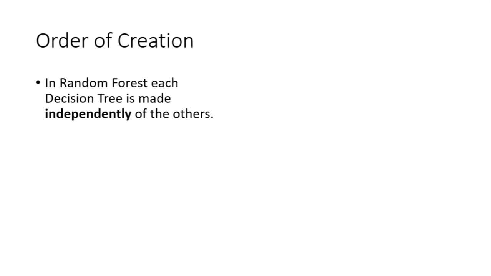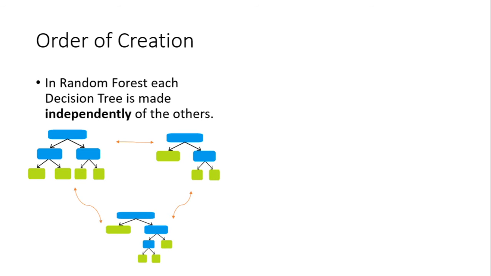Okay, let's see the next concept, which is order of creation. In random forest, each decision tree is made independently of the others. What does this mean? Again, we'll take an example of three trees in a random forest. It does not matter whether this one is created first or this one, since all of the three outputs will be taken together and put through the same mathematical operator to give the final result.